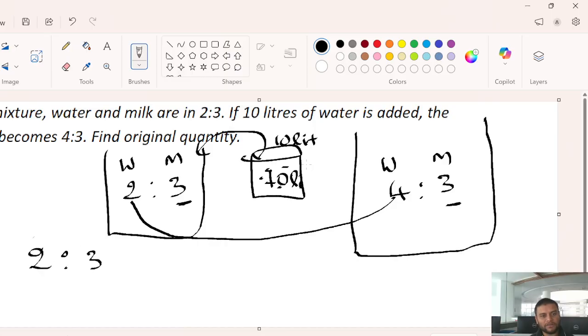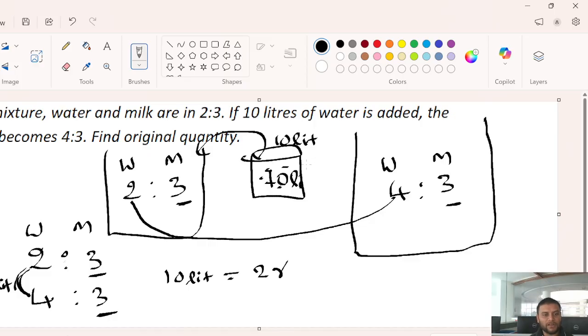Initial value of water and milk is 2 is to 3, final value is 4 is to 3. So milk quantity is the same, guys, because milk is not disturbed, but 2 units of water has become 4 units now, because of adding 10 liters of water. So I can say 10 liters of water addition is equal to 2 ratio change. 2 to 4, how much change, guys? 2 ratio change, which means 1 ratio change is equal to 5 liters of water. Now I can answer the question.